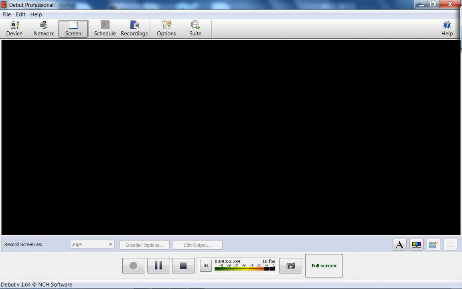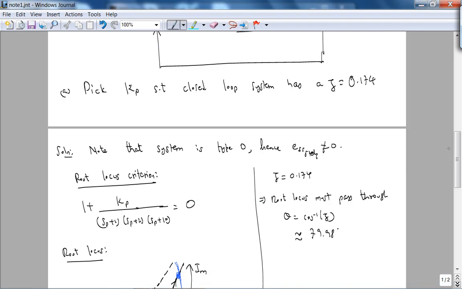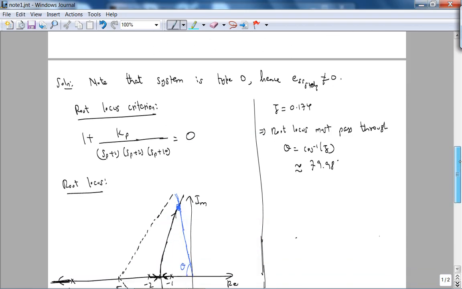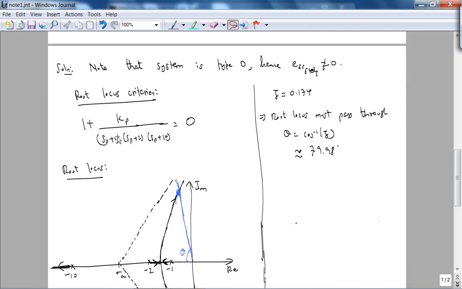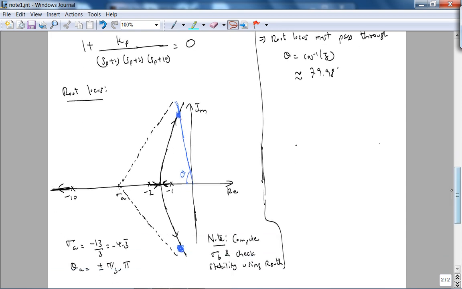Okay, continuing. So hopefully this was pretty quick, in the sense that the root locus criterion gives, here's the root locus criterion for our system. It gives us this nice root locus plot. And for this zeta, I've computed the corresponding theta as approximately 80 degrees. So here is the 80 degree line. And you can see our root locus does have two complex conjugate poles. And hopefully these are the dominant ones.